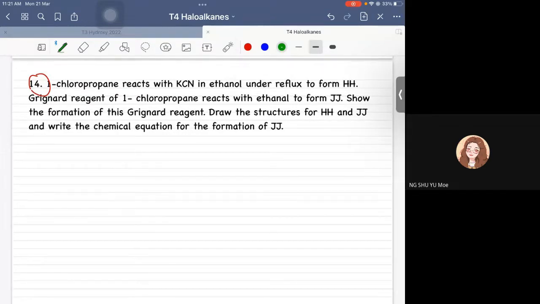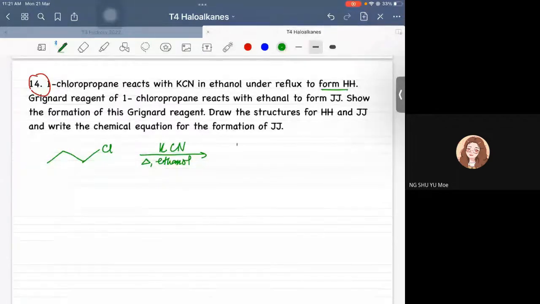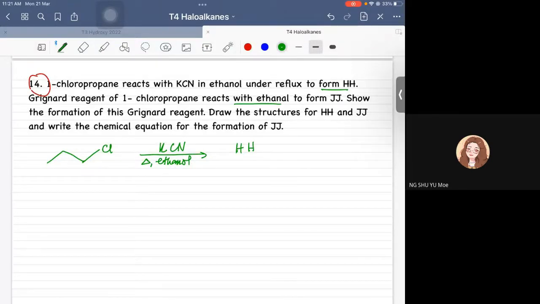Okay, sekarang kita pergi soalan 14. 1 chloropropane react with KCN in ethanol under reflux to form H. Chloropropane 2, 3, propane 1. Carbon number 1 ada chloro. React with KCN in ethanol under reflux heat to form H. Grignard reagent 1 chloropropane react with ethanol. Okay, Grignard reagent 1 chloropropane maksudnya 1 chloropropane kena react dengan magnesium triether dulu.